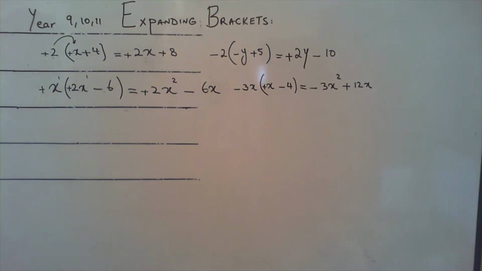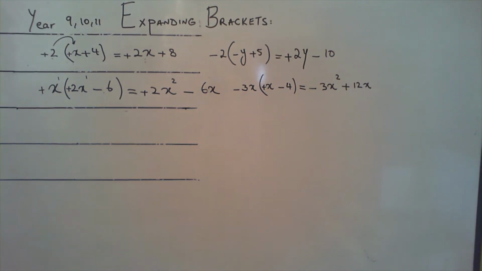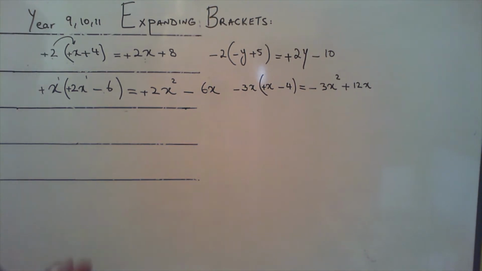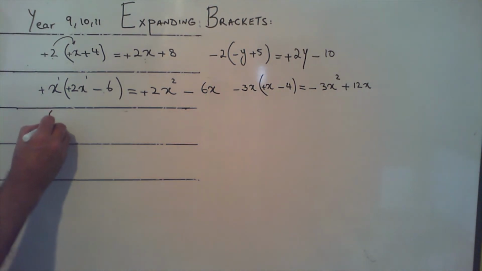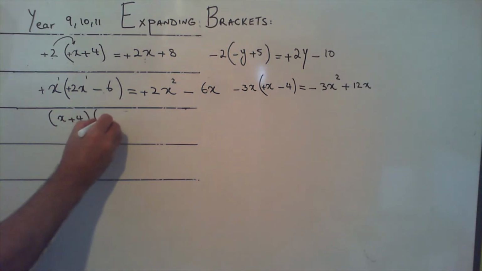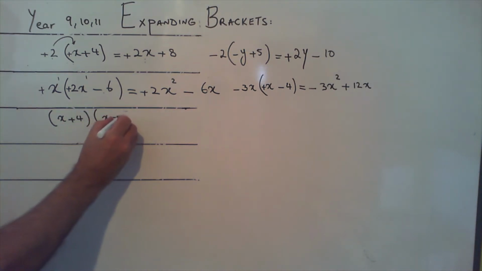So this type of expanding brackets, the basic ones, you should have known by now. Then we move to the two brackets multiplication. For example, you have x plus 4 times x plus 5.